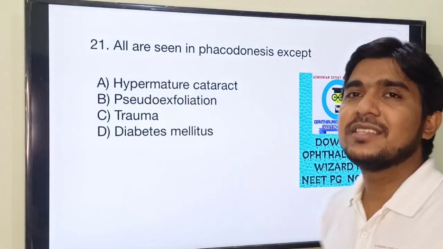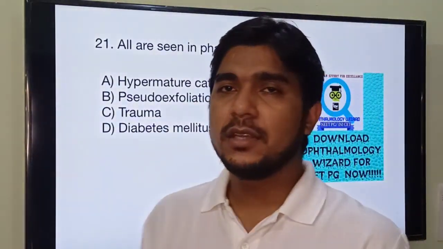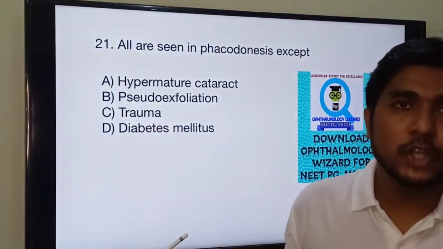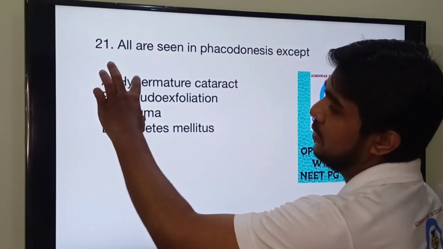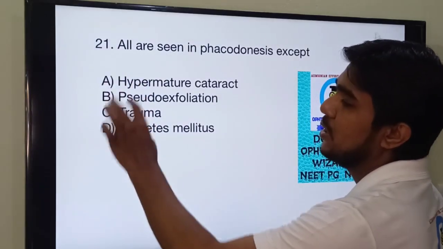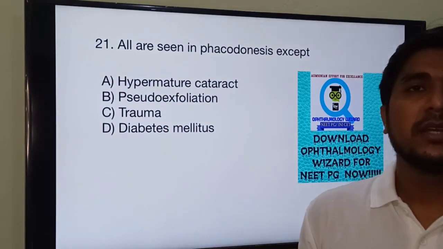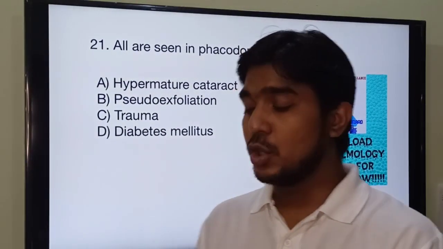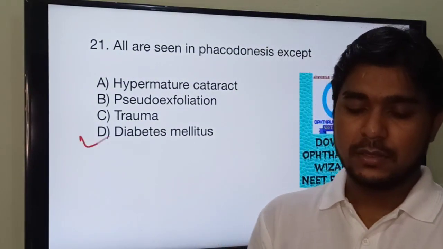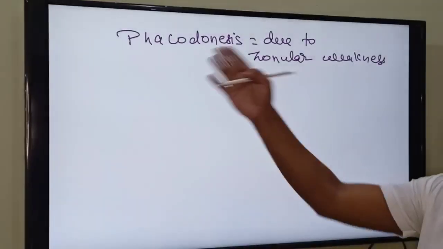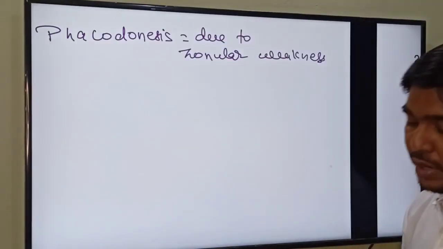In pseudoexfoliation, there is an inherent property of zonular weakness. Trauma can cause weakness of the zonules. So these three are the right things. They can cause phacodonesis, but diabetes mellitus has nothing to do with zonular weakness. So our answer is diabetes mellitus. Phacodonesis is because of zonular weakness, right?